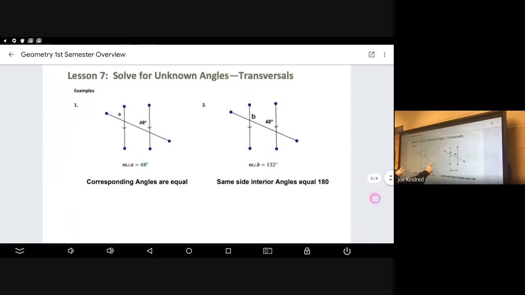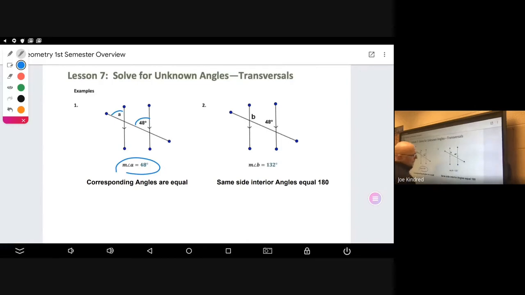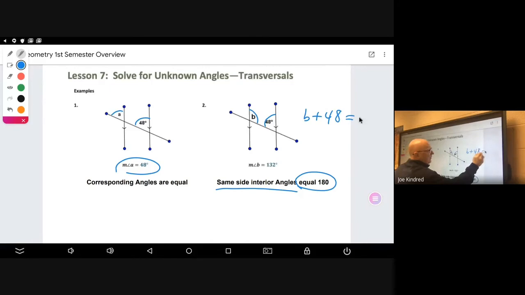Another big idea, dealing with parallel lines and a transversal, corresponding angles. First topic that we learned, these two angles are in the same corresponding location. That means they're equal. Same side interior angles. They add up to 180. And so B plus 48 is equal to 180. It allows us to solve for B.